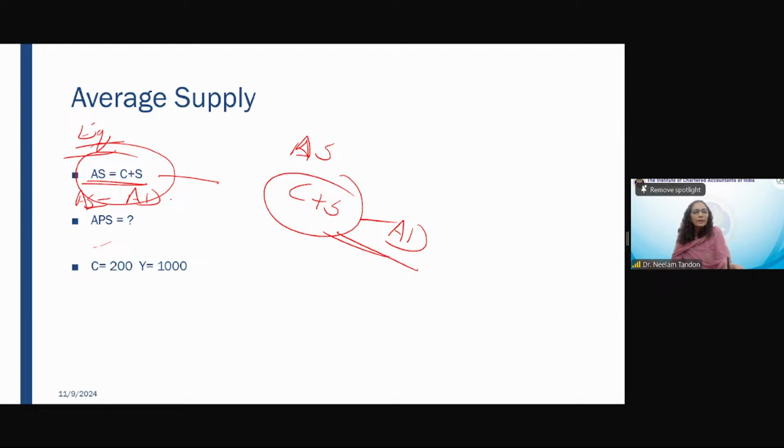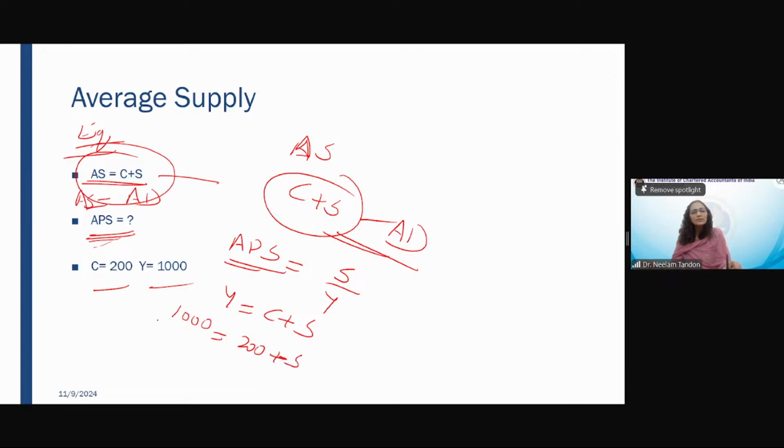Okay, now if they give you this equation and ask what the value of APS will be, how will you calculate it, if you are given consumption and income? So if they have given you consumption and income and are asking for average propensity to save, average propensity to save is saving by income in the country. Now you know that income is equal to consumption plus savings. You are given income and consumption. Income is given as 1000, consumption is given as 200. So what will be the value of savings? Savings will be 800.